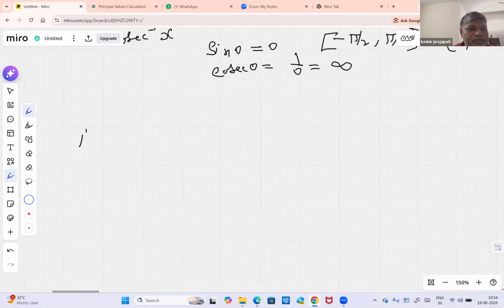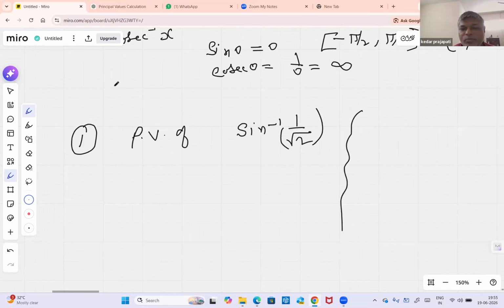First question is: find the principal value of sine inverse 1 by root 2. Right?